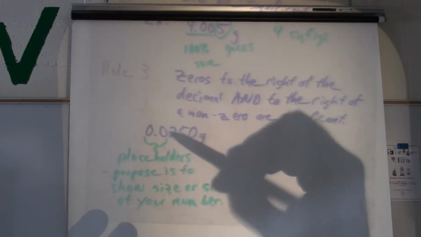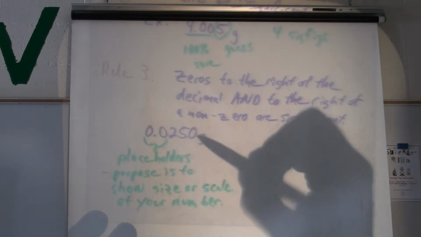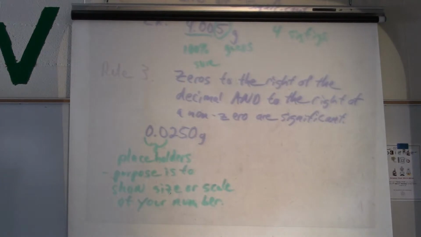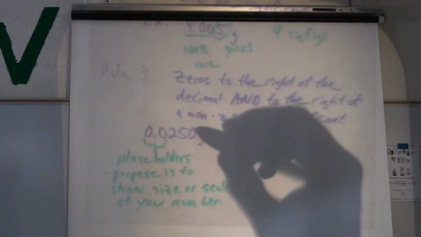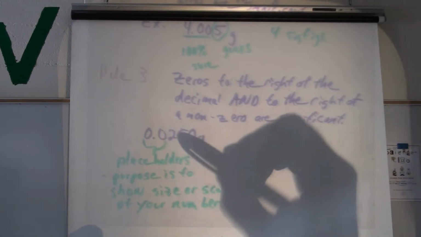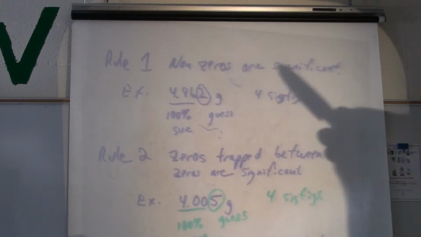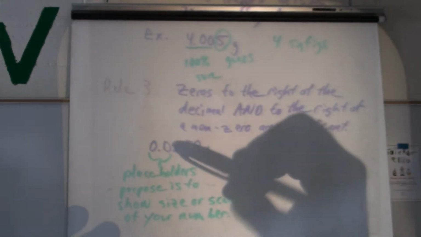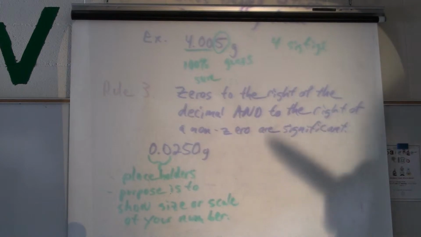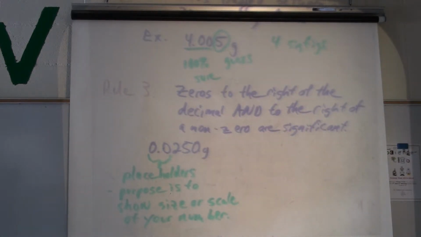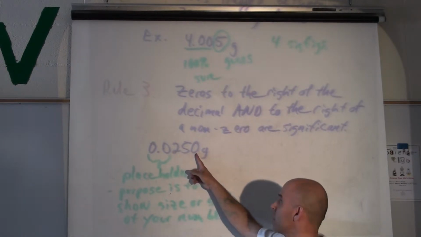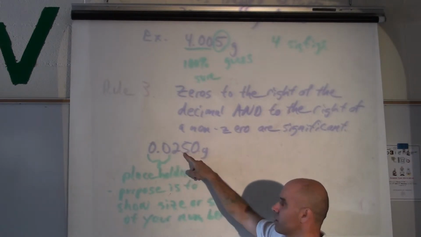Is this zero to the right of the decimal point? Yes. Is it to the right of a non-zero? Yes. So therefore, that zero is significant. Non-zeros are always significant according to rule number 1. So the 2 is significant, the 5 is significant, and the 0 is significant. And I said the last significant digit is the one that's the guess. So that 0 is my guess, and the 2 and the 5 are certain.